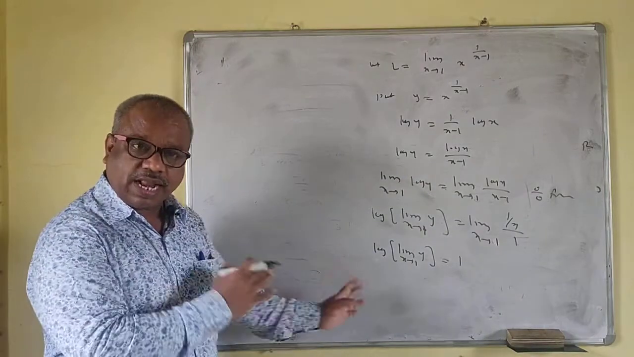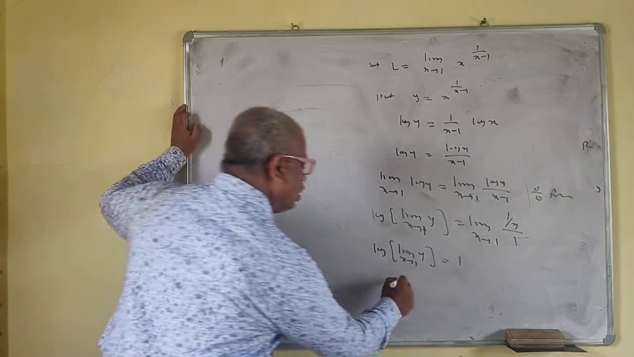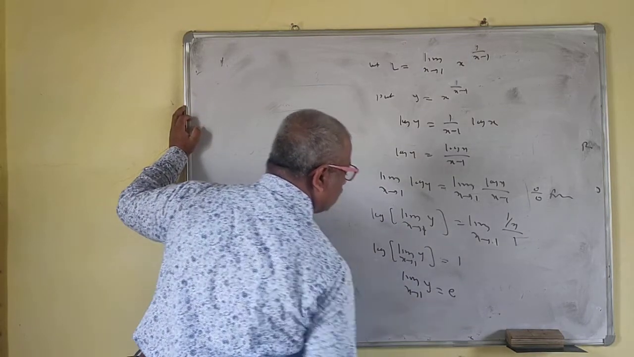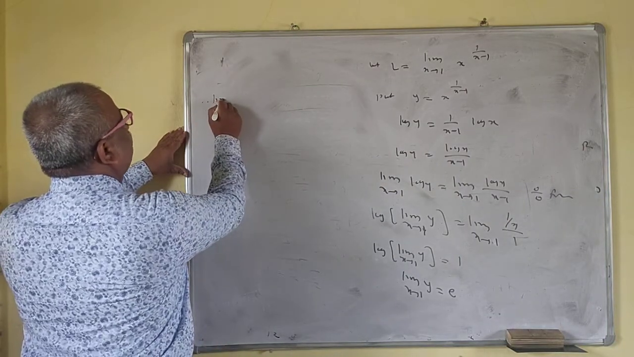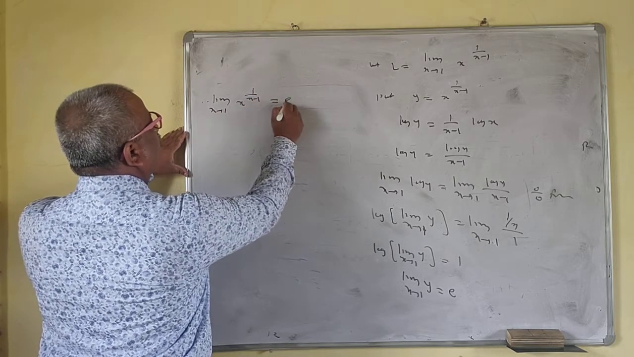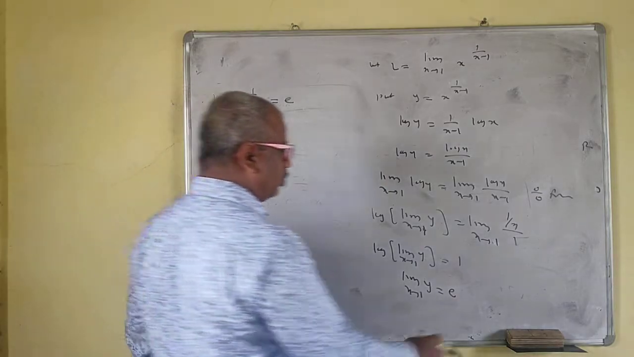You don't want log. That means you have to take the anti-log on both sides. So your base is e now here. So that means limit x tends to 1 of y is equal to e now. Therefore limit x tends to 1 of x to the power 1 upon x minus 1 is equal to e. So the value of this limit is e now.